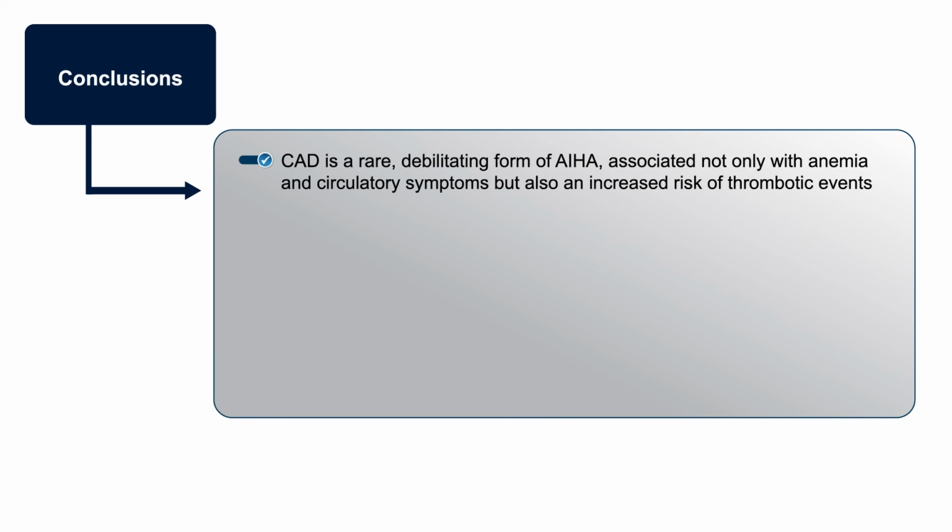So in summary, cold agglutinin disease is a rare, debilitating form of autoimmune hemolytic anemia. It's associated not only with anemia and circulatory symptoms, but also with an increased risk of thrombotic events. As you heard from the patient, getting an accurate diagnosis is often difficult. Therefore, we need to keep cold agglutinin disease as part of the differential diagnosis of autoimmune hemolytic anemia, and we also need to remember the sequence of testing.